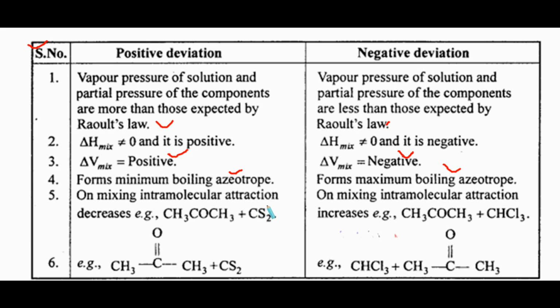On mixing, intermolecular attraction decreases. On mixing, intermolecular attraction increases. And the example is acetone and carbon disulfide. This is acetone, chloroform and acetone. You can also write in words.